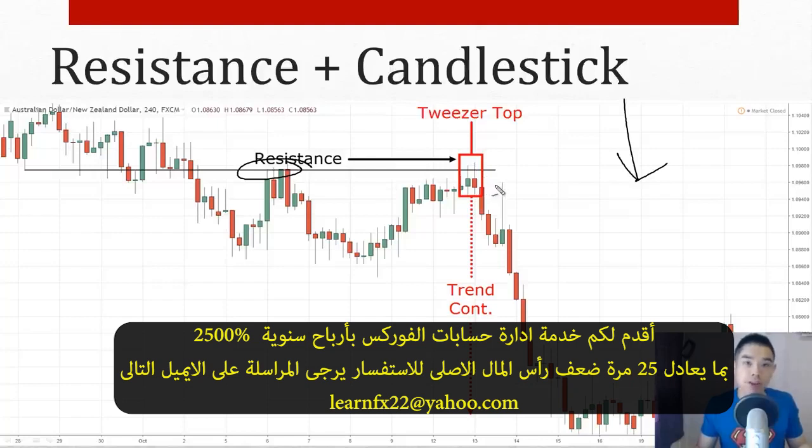And number three, do we have an entry trigger? Yes, we have. We have this tweezer top over here, right? Price rejected once and rejected twice, based on this long upper wick on this candlestick pattern. So it's telling you that the market is rejecting higher prices in a downtrend at an area of value, which is resistance. So this is a possible shorting opportunity, right?